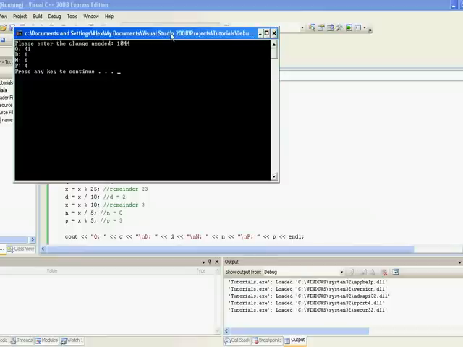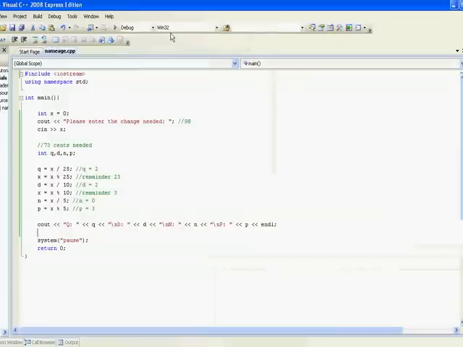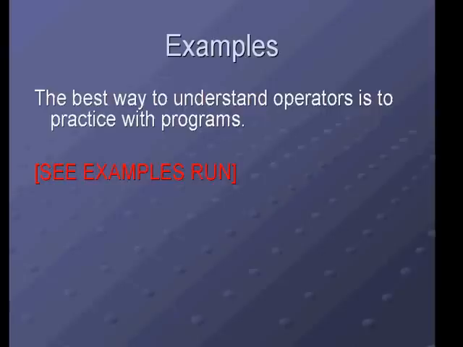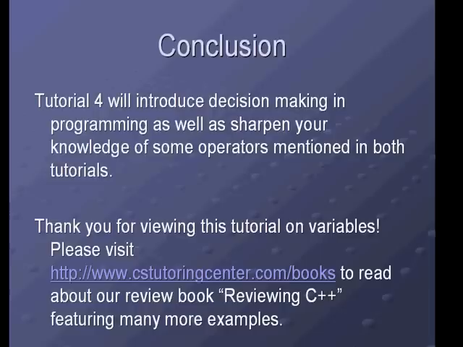So that, excuse me, that concludes the 3-part tutorial on operators. And tutorial 4, now that you know how to operate on variables, you need to start making some decisions. It will introduce decision making, and also because of that, sharpen your knowledge of certain operators mentioned in, well, all 3 tutorials.